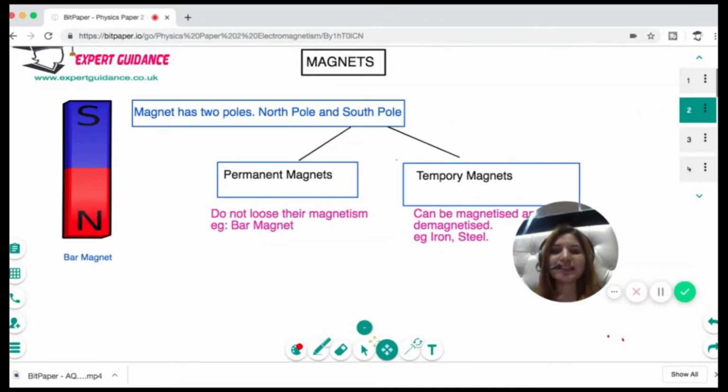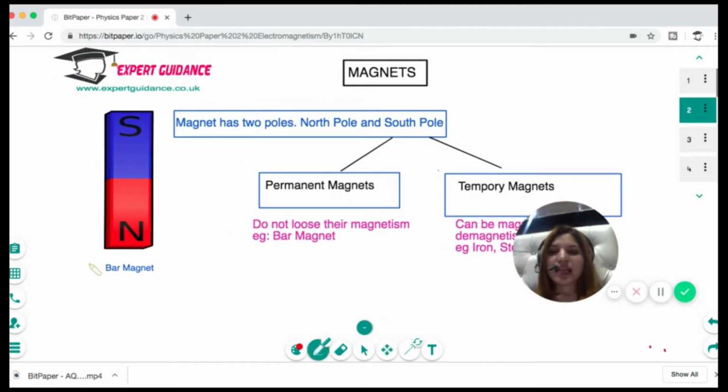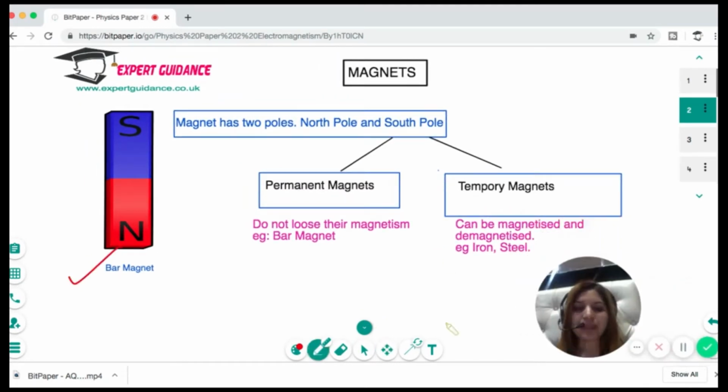First of all, what is a magnet? Now, a magnet is something which can attract, and the magnet has two poles, north and south. Magnets are classified into two categories: permanent magnets that do not lose their magnetism, for example bar magnets. Temporary magnets can be magnetized and demagnetized, for example iron and steel.